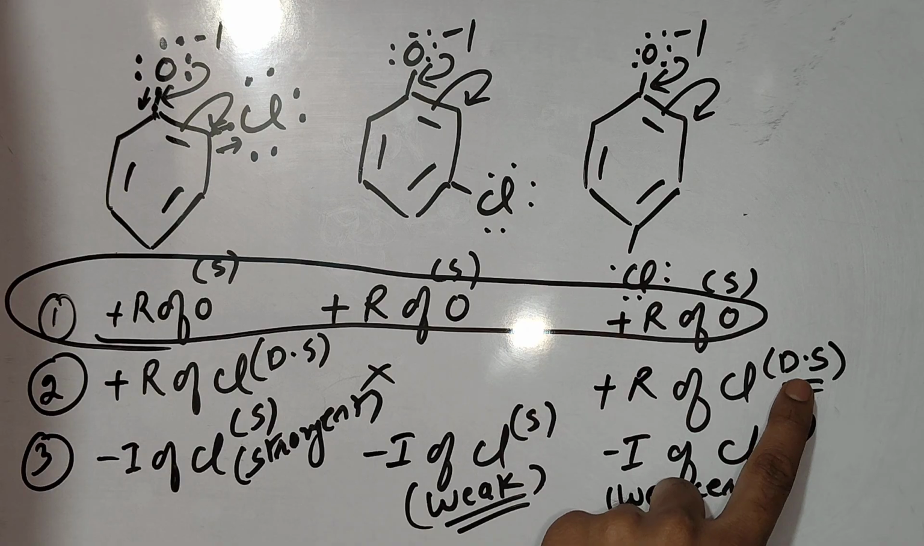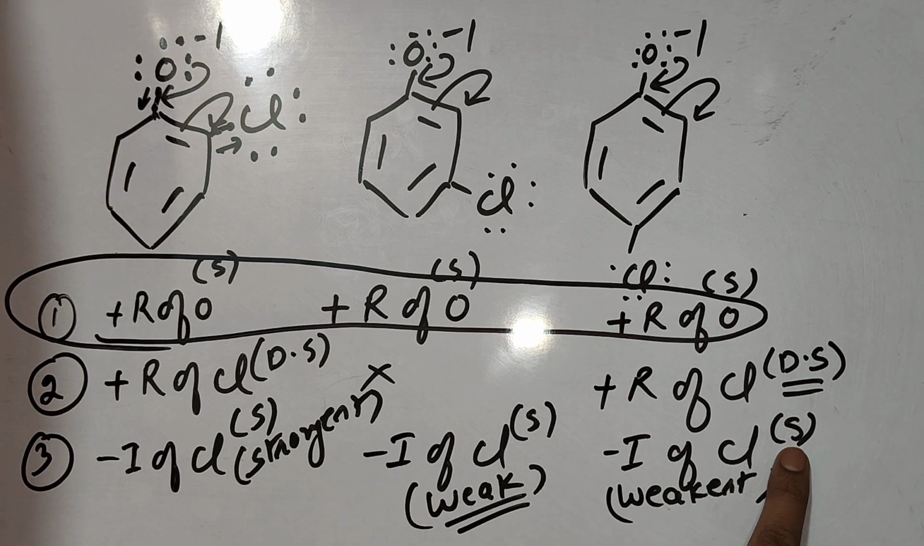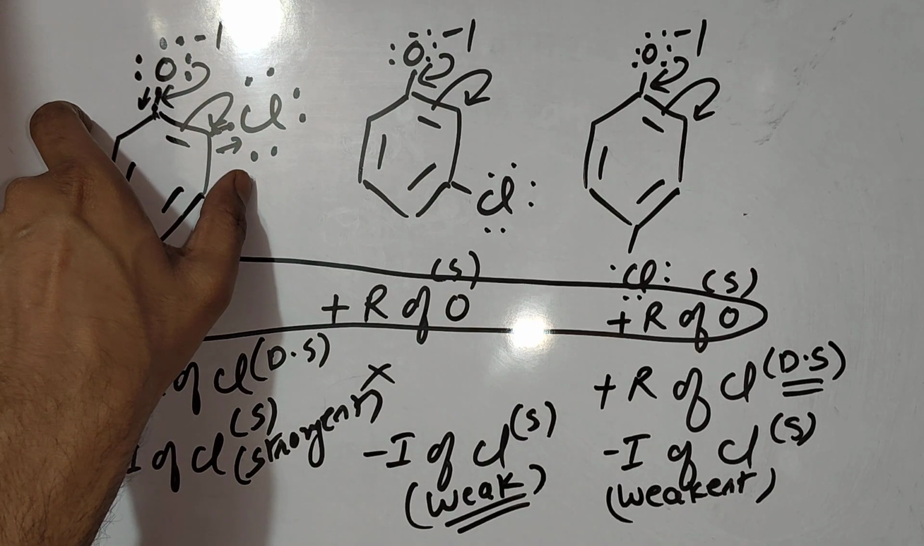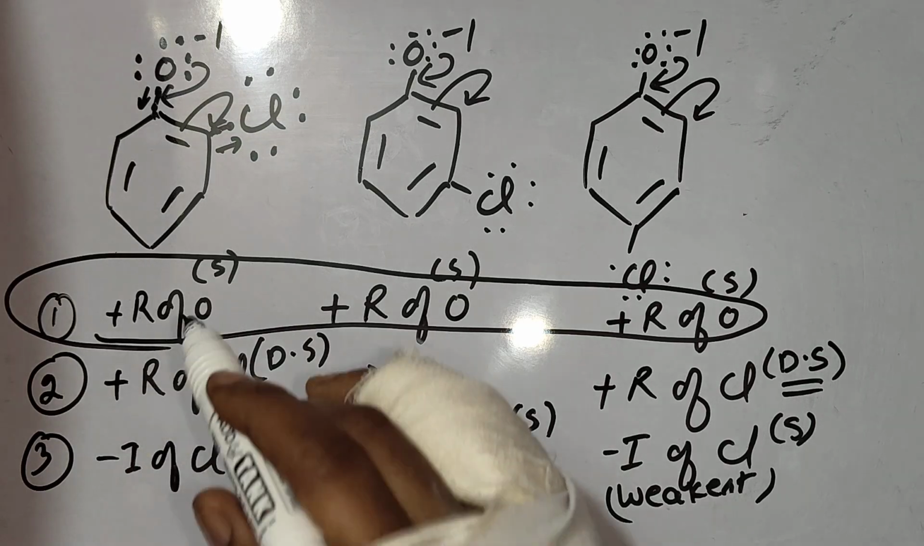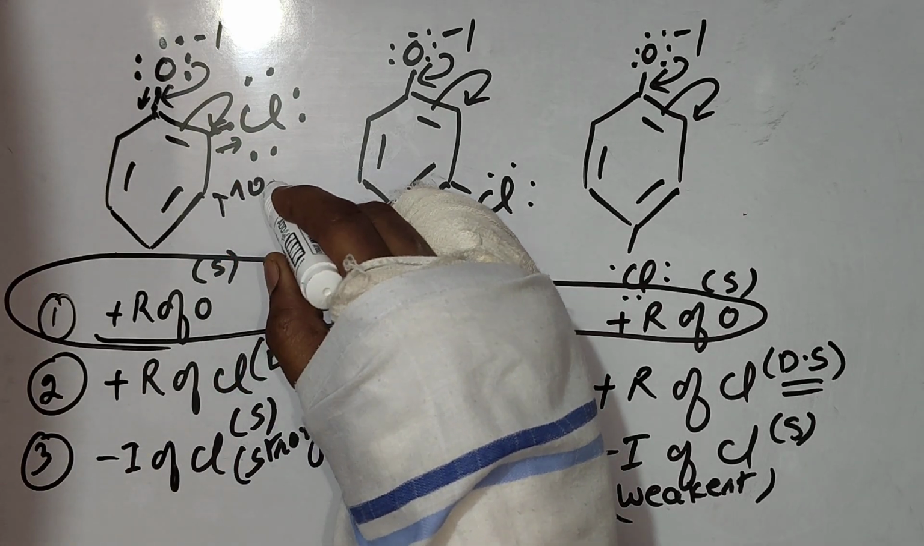Here, a destabilizing factor, plus R, and a stabilizing factor, minus I, are both present. As I told you, the minus I effect will dominate over the plus R effect in the case of chlorine, bromine and iodine. This means overall all these anions will become stable. Now, which anion will be most stable? Because the minus I effect is deciding the stability, the stronger the minus I effect, the more stable the anion. So where do we have the strongest minus I effect? Here. So this will be the most stable anion.